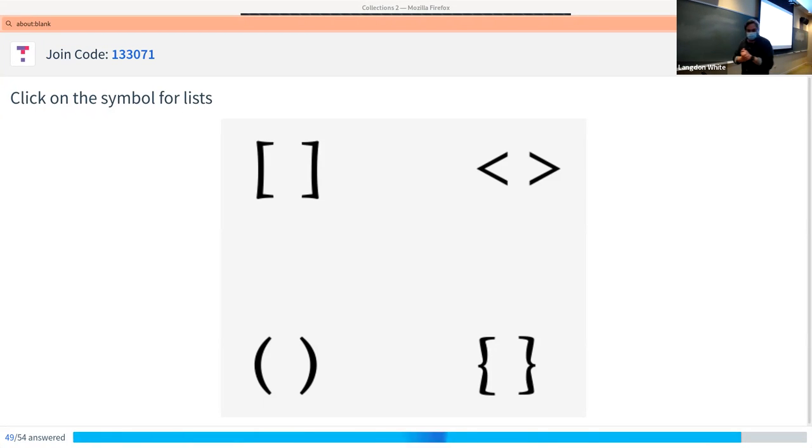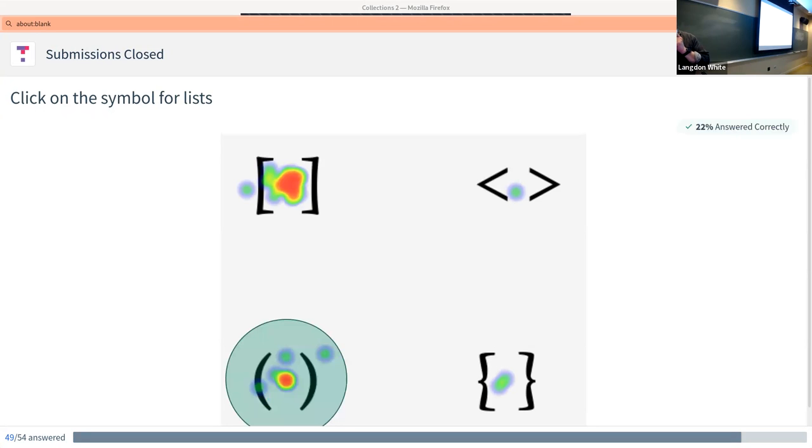All right, let's close that one. And same thing again. So we use parens for lists. Python lists. I think this is what I was saying.